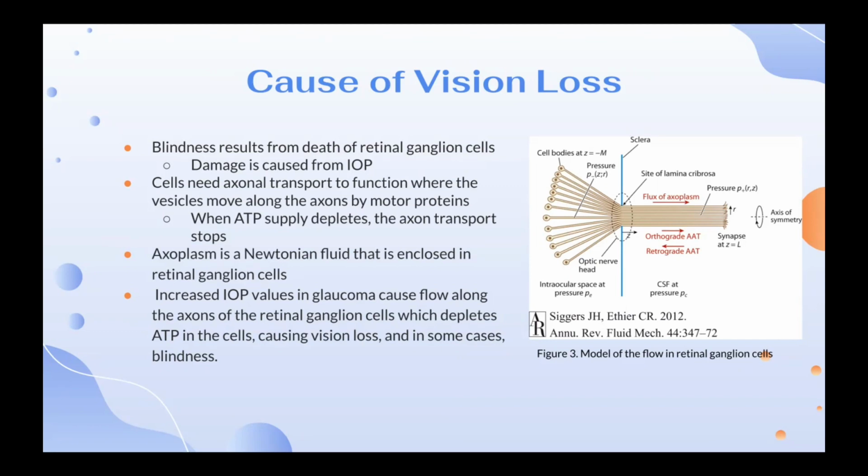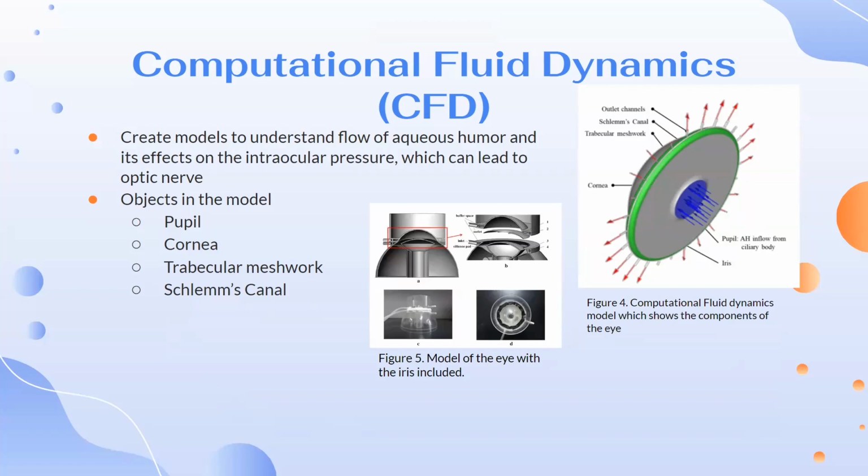And an increase in intraocular pressure values in glaucoma cause flow along the axons of the retinal ganglion cells, which depletes ATP in the cells, again causing blindness or vision loss. In figure 3, it illustrates the flow that is going through the retinal ganglion cells, and it is also affected by pressure. Accurately measuring and understanding the flow of aqueous humor and the intraocular pressure, which contributes to the formation of glaucoma, is difficult and expensive.